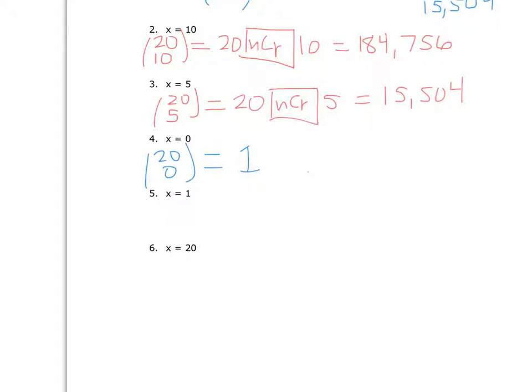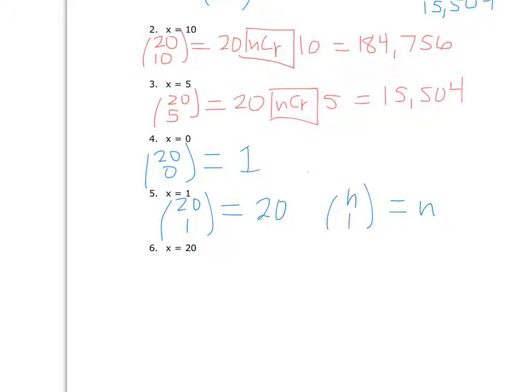All right, now what about x equal to 1? So how many ways can we choose one item or one person from 20 people? Well, there's 20 people, so there are 20 ways. So that's always going to be the case. It doesn't matter what n is. If we're choosing one, it's going to result in whatever n is.